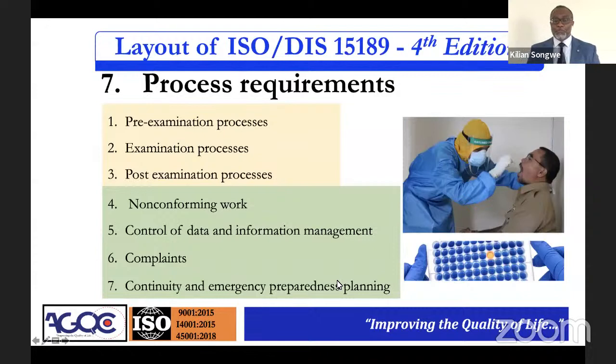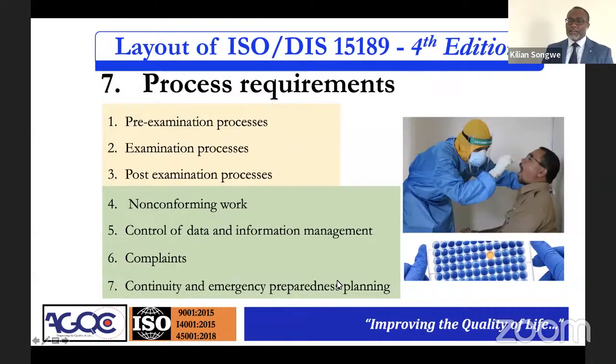And it talks about continuity and emergency preparedness planning. The whole element of 4.12 in the 3rd edition comes up here twice, because when you talk about continuity, you're ensuring the suitability of the system, but you're also talking about continual improvement of your system as you go forward, and emergency preparedness and the planning that is associated with that.